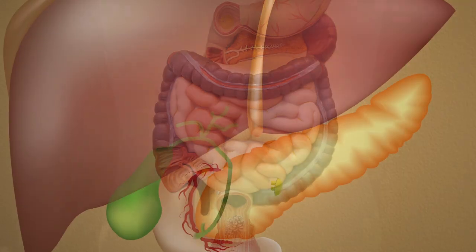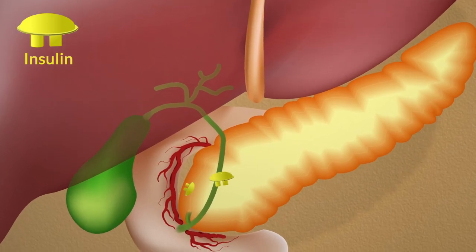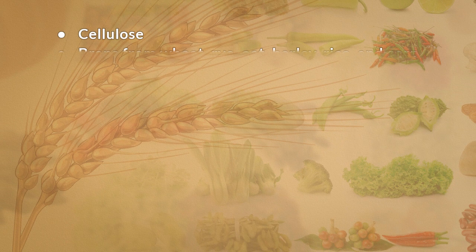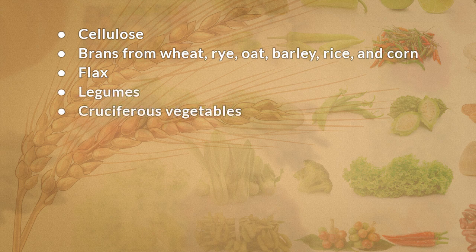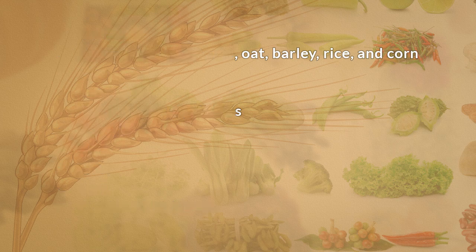minerals. Insoluble fiber, or indigestible high amylose starch that resists digestion in the small intestine, prevents insulin dump. Nutrients high in insoluble fiber are cellulose, bran from wheat, rye, oat, barley, rice, and corn, flax, legumes, cruciferous vegetables, berries, figs, kiwi fruit, nuts, and chitin or chitosan, which are glucosamine derivatives of glucose and are found in the cell walls of fungi and the exoskeletons of crustaceans.